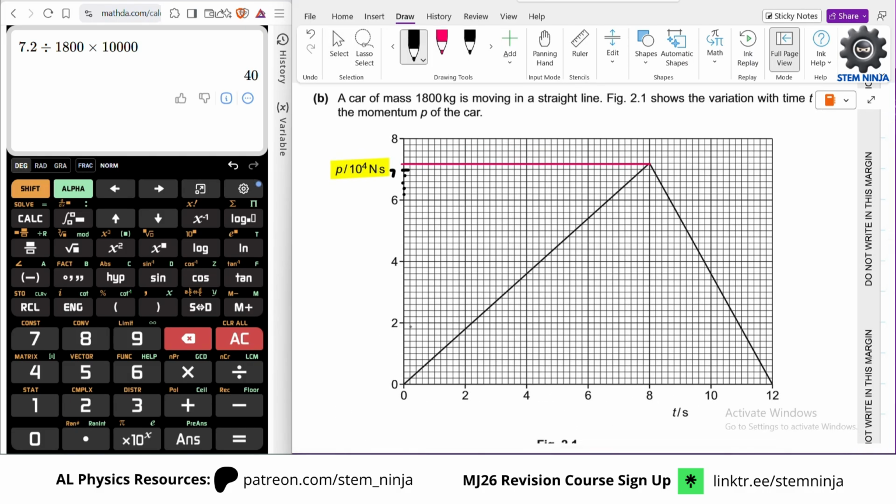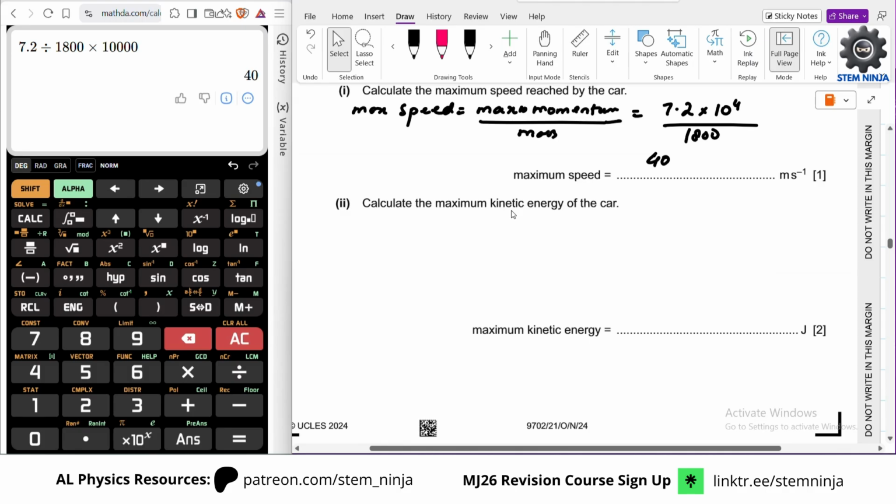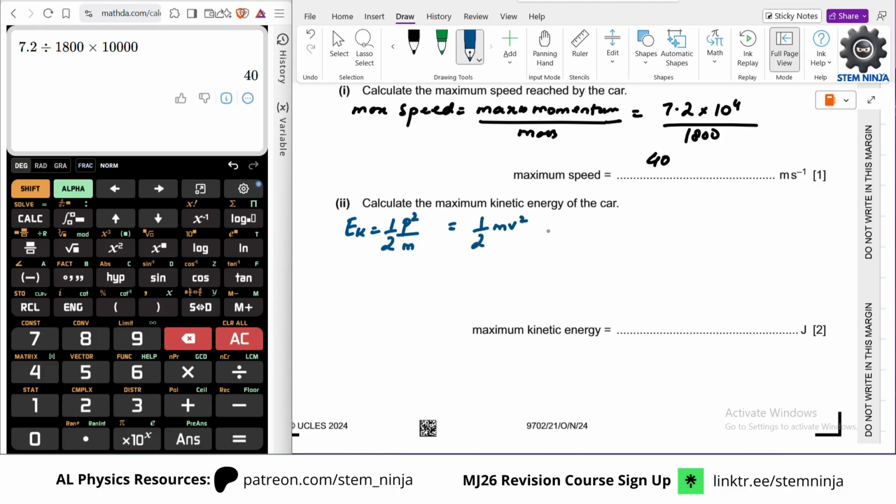Now notice one trend over here. If momentum is 0, speed is 0. If momentum is maximum, speed is 40 meters per second, and also speed is 0 back over here. So effectively you can convert this into a speed time graph, or velocity time graph also. Calculate the maximum kinetic energy of the car. Remember, we have two formulae for kinetic energy. If we want to use momentum, it's p squared over m. You can also use half mv squared. Both of them will give us the same answer.